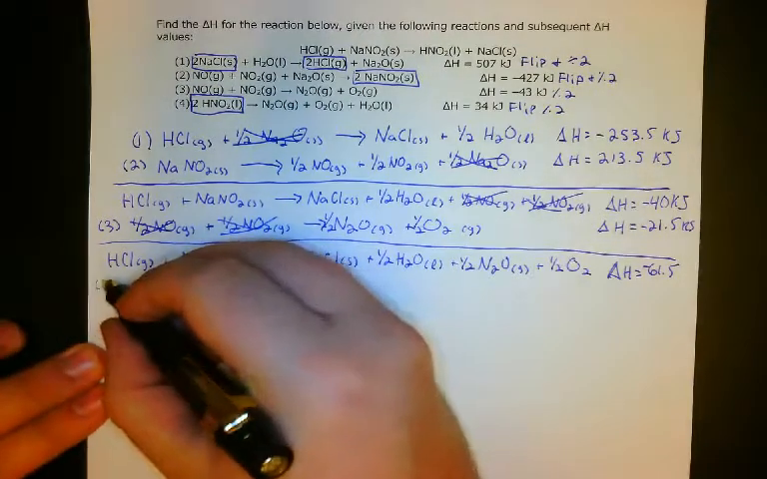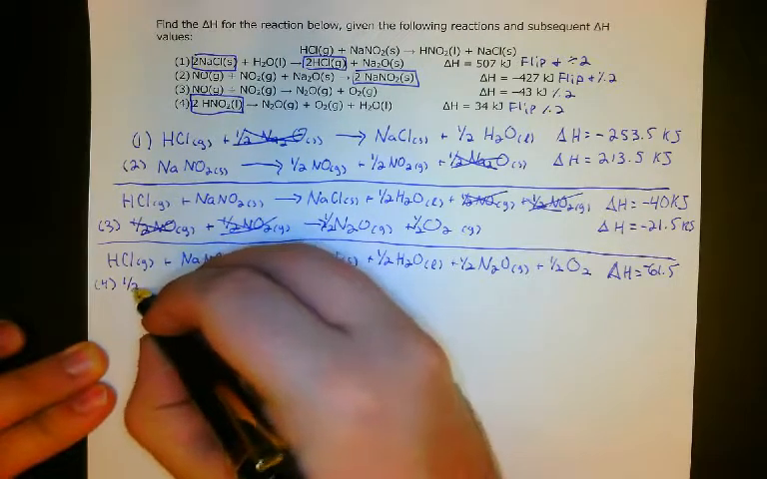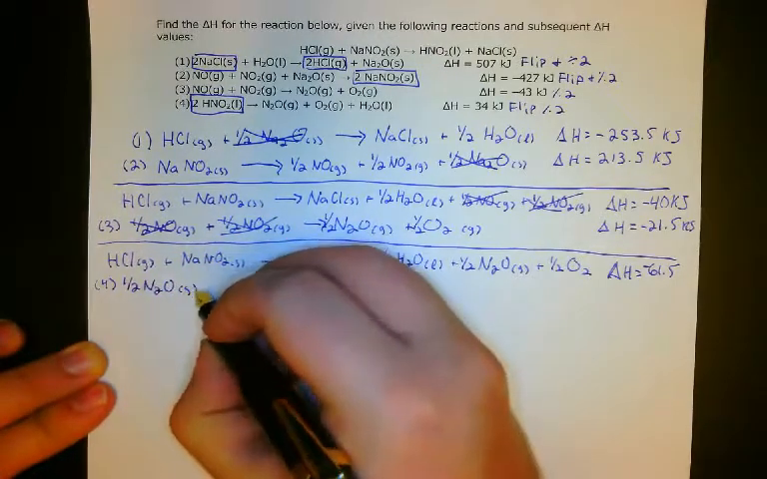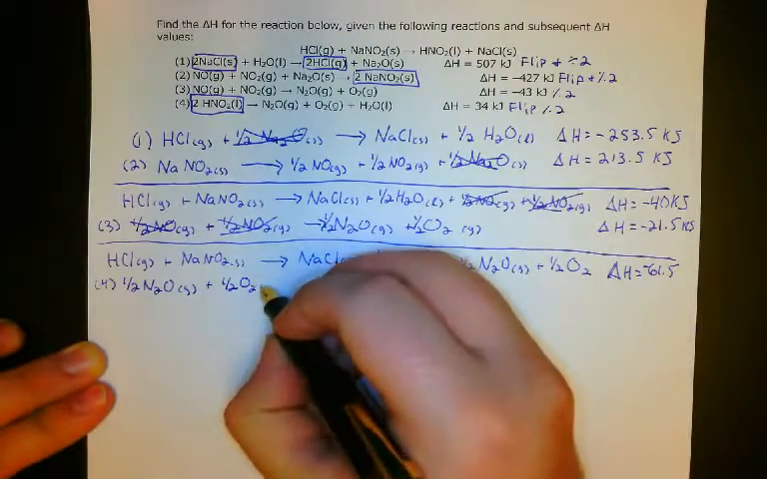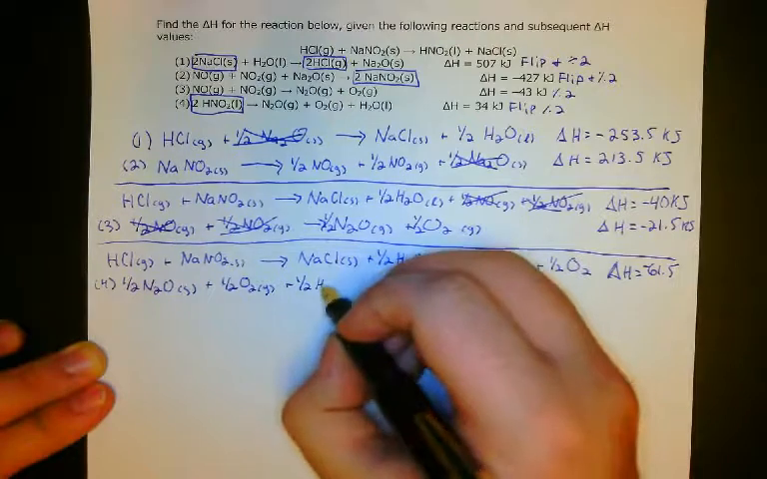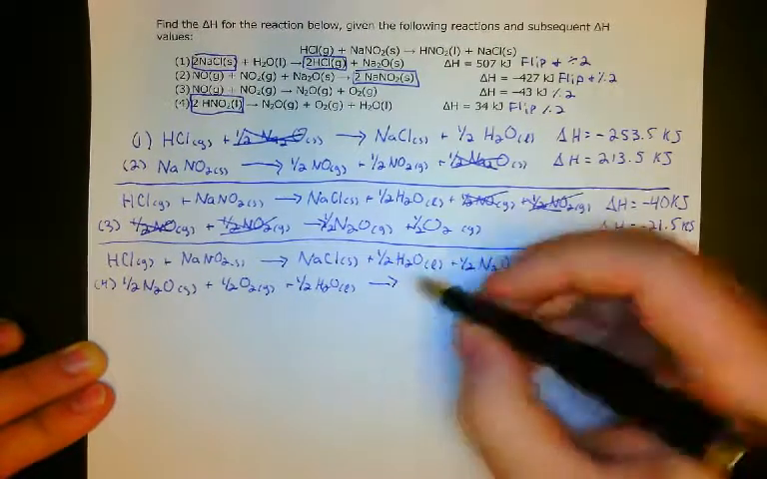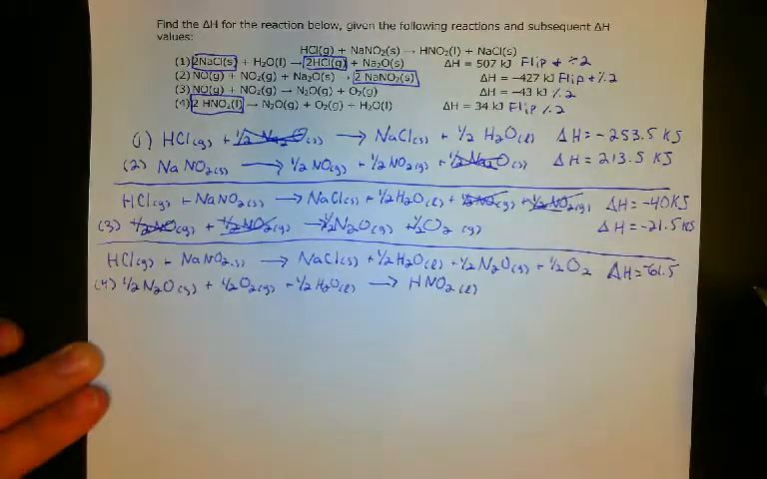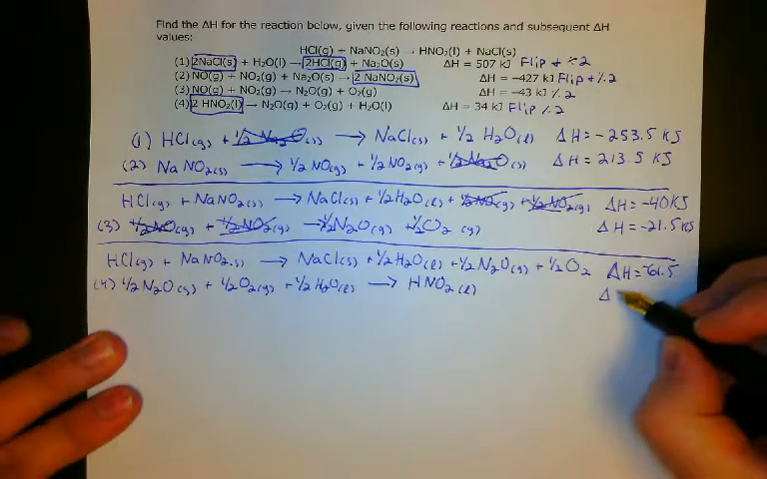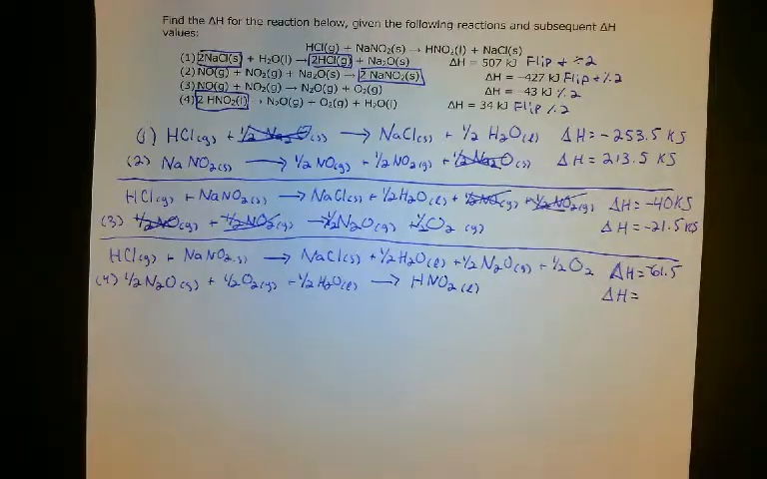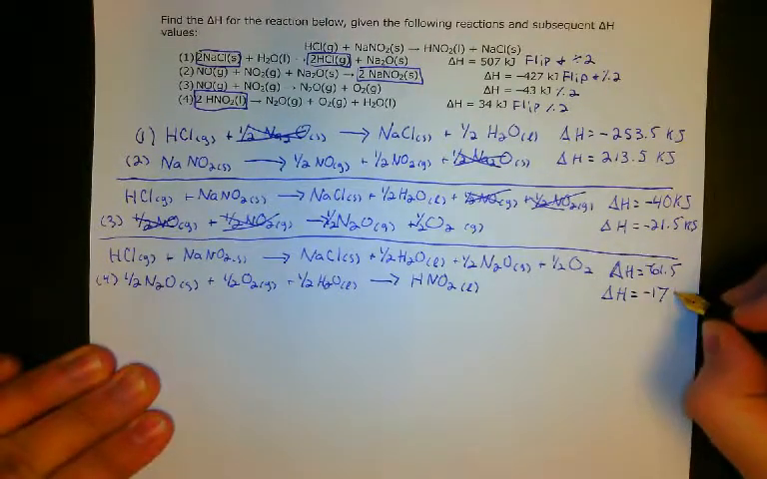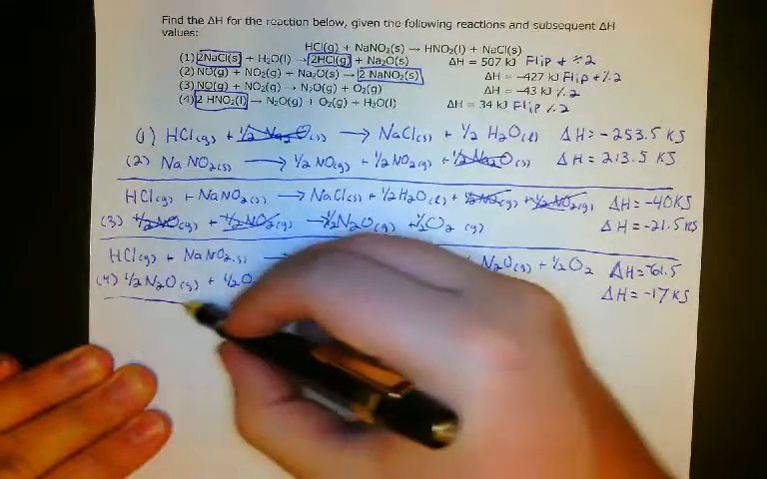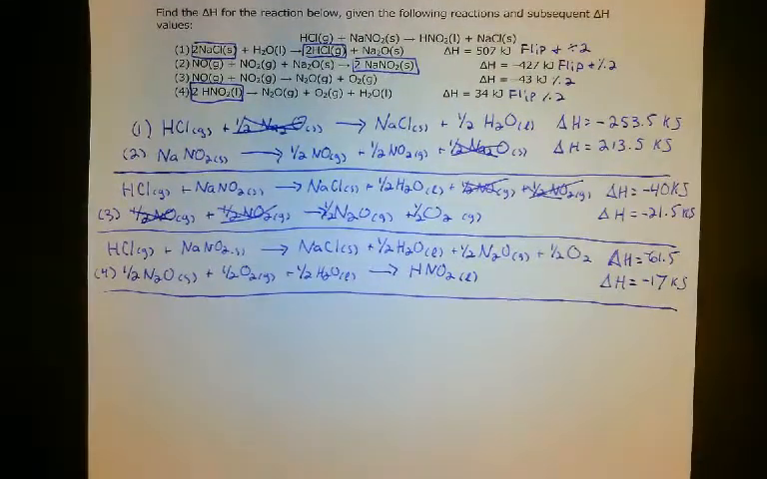So for reaction 4, it is going to be 1/2 N2O plus 1/2 O2 plus 1/2 H2O is going to give me 1 HNO2 as a liquid. And again, my change in enthalpy is 34. I flipped it, so it needs to be negative 34. And then I need to cut 34 in half, so it should be negative 17. So hopefully, when we cancel everything, we have our final balanced equation.